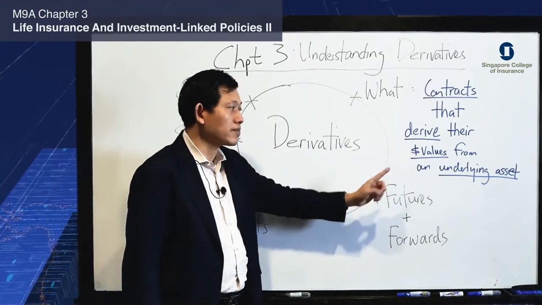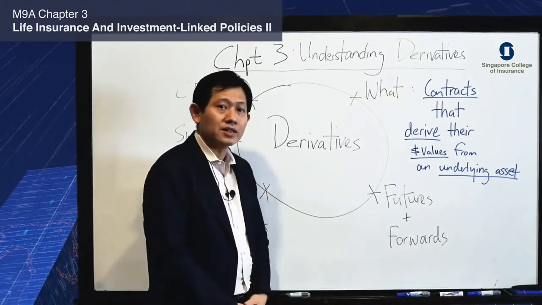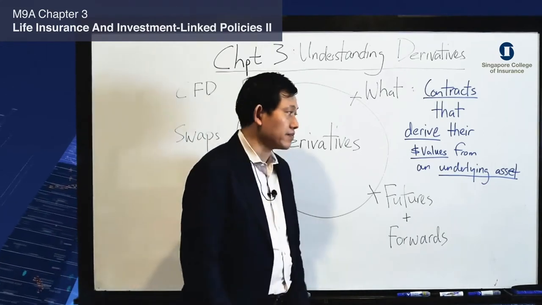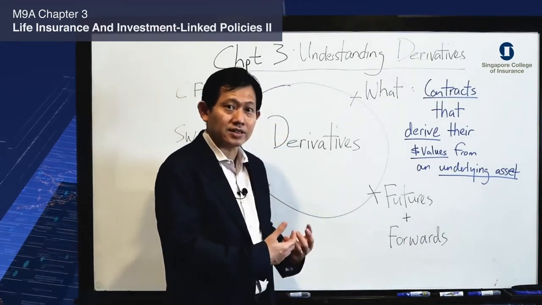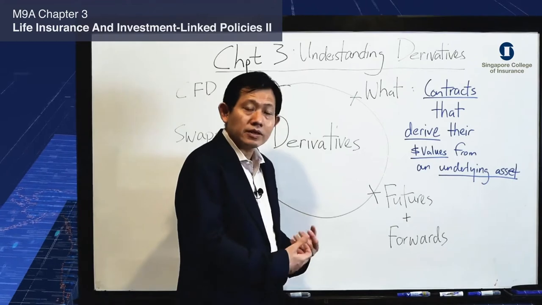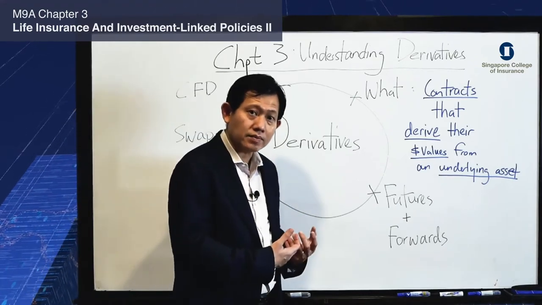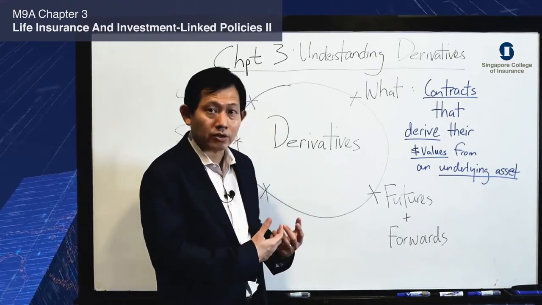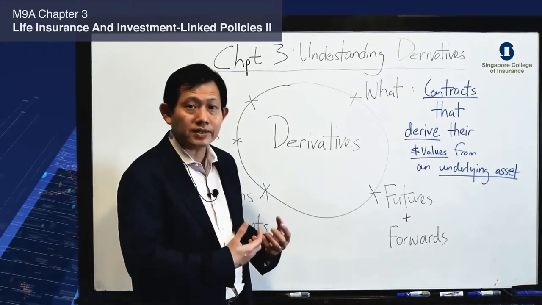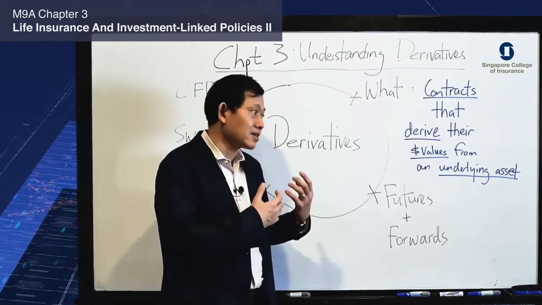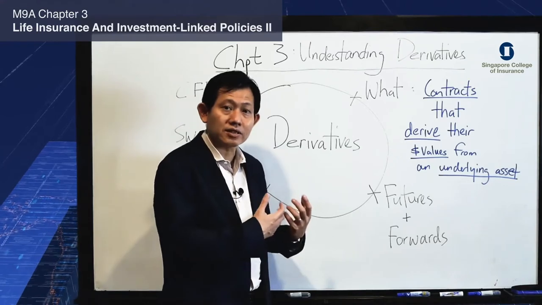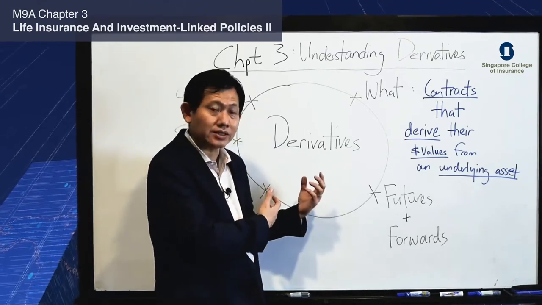Now, what do I mean by underlying asset? It can be anything. It can be shares. It can be a bond. It can be a currency. It can even be a commodity, for instance, soybean, gold, copper, iron ore. It can also be an index: the STI index, the Hang Seng index, or the Standard & Poor's 500 in the United States, an equity index.